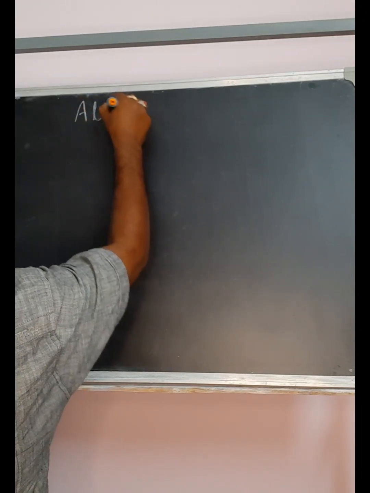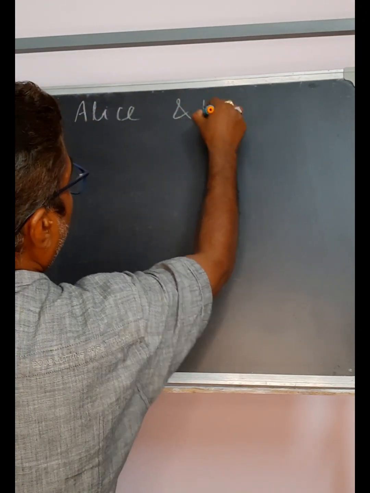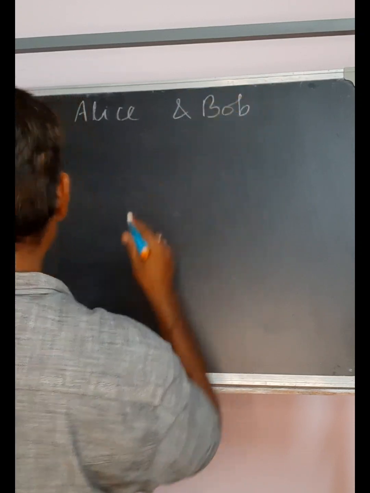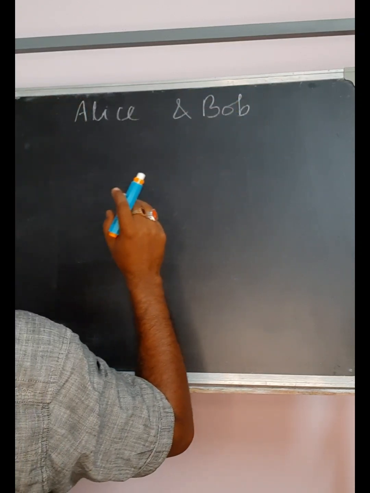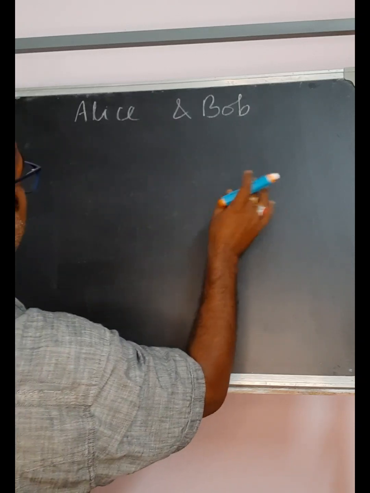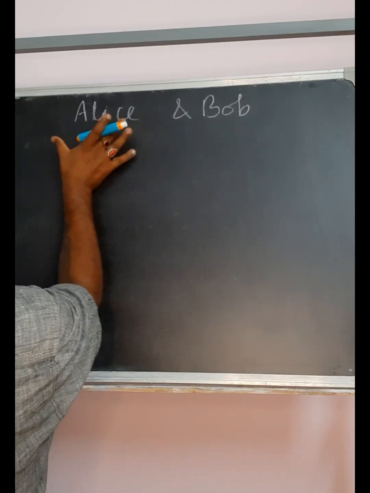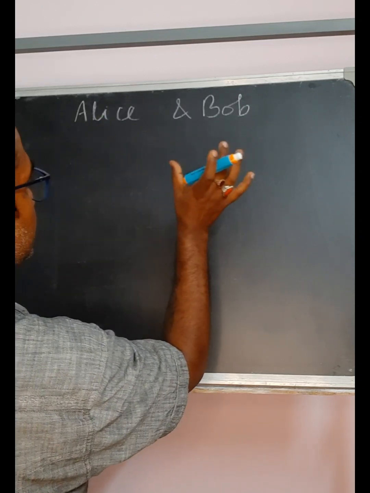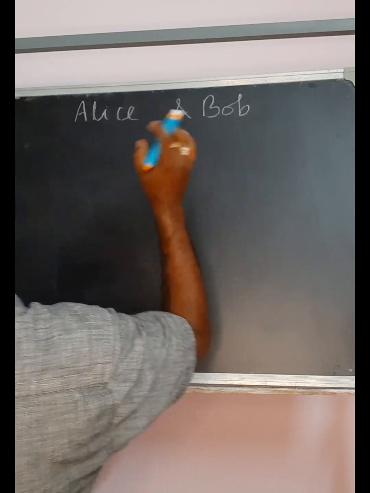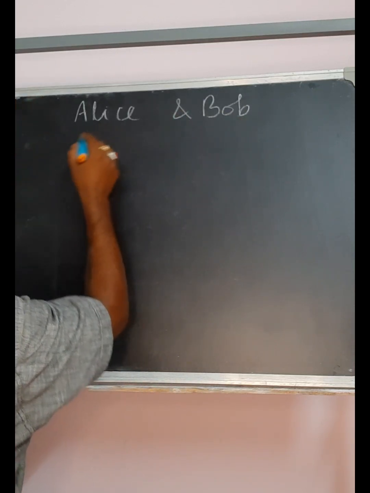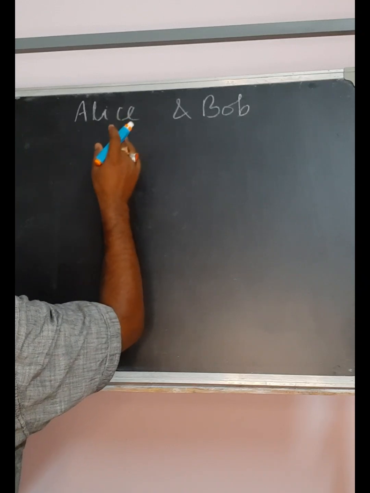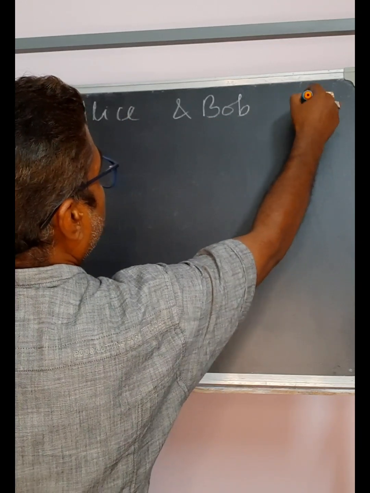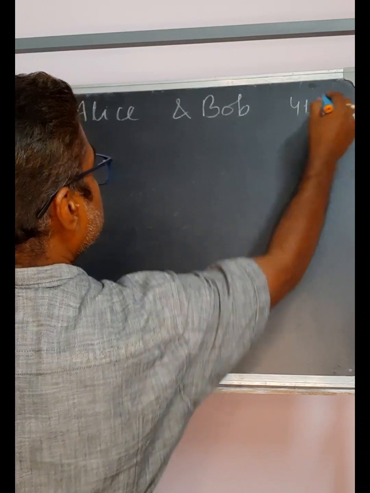I will explain the problem first. Just concentrate. There are two characters, Alice and Bob. They are playing some game where, whatever things they are seeing on the board, they are replacing with some other expression instead of that term. So the first person, Alice, is playing, and both are playing this game for 4 terms.